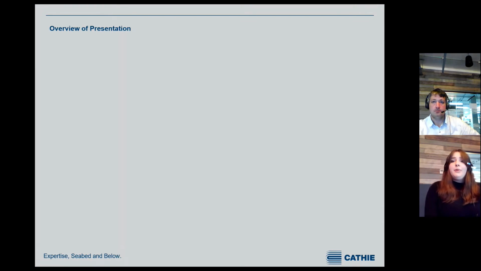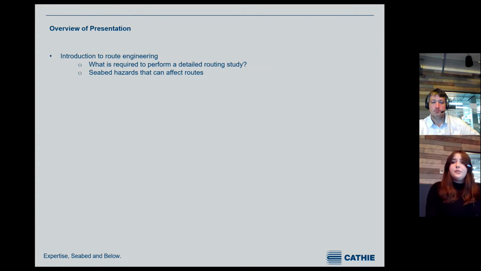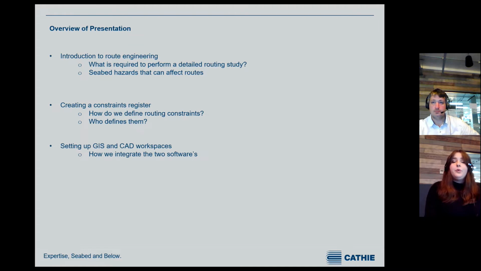So an overview of our presentation. First of all, we'll be giving you an introduction to route engineering and what the hazards and processes are. We'll be going over the process of creating a constraints register and also how we define the constraint values. Then we will be given an overview of how we set up the GIS and CAD workspaces and how we integrate the two softwares. Finally, we'll provide an insight as to how we present the route and the constraints that are used for routing.